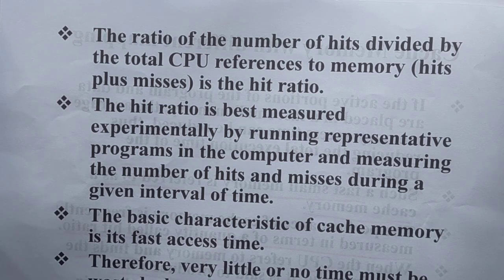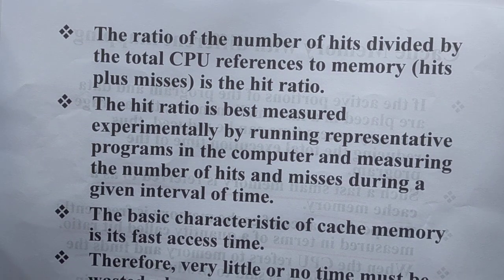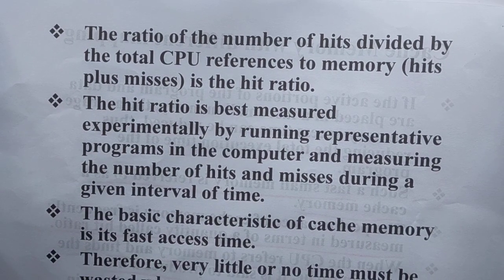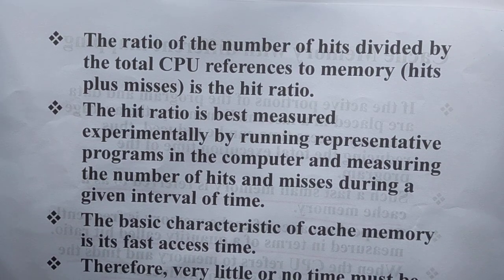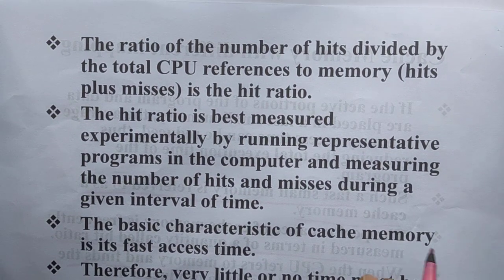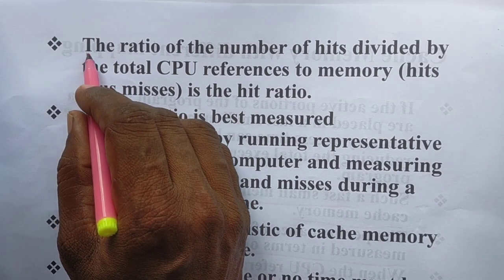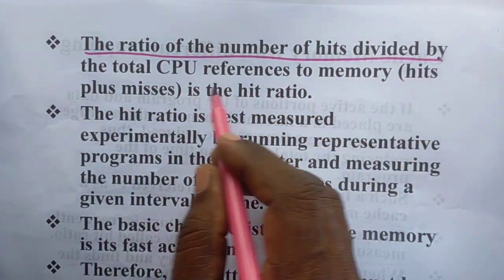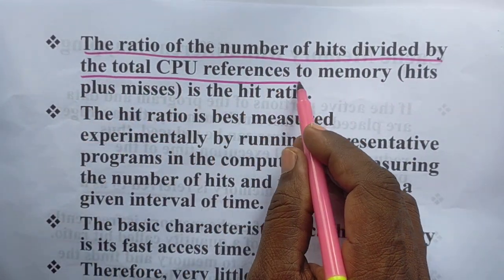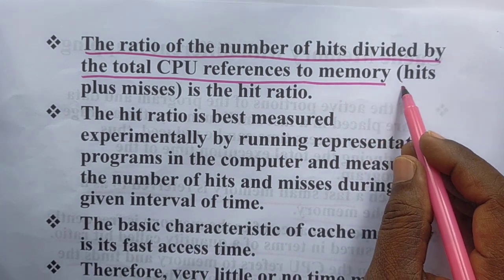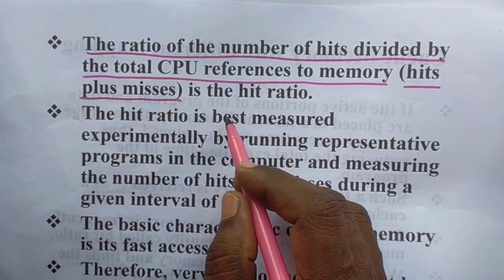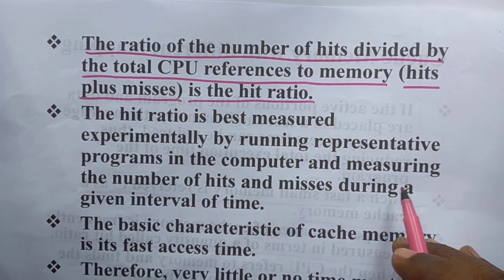Okay, I will explain a very easy way to measure the hit ratio, where data is available in a cache memory or any other. The hit ratio is defined as the number of hits divided by the total CPU references to memory, that is hits plus misses. Okay, that is the hit ratio.